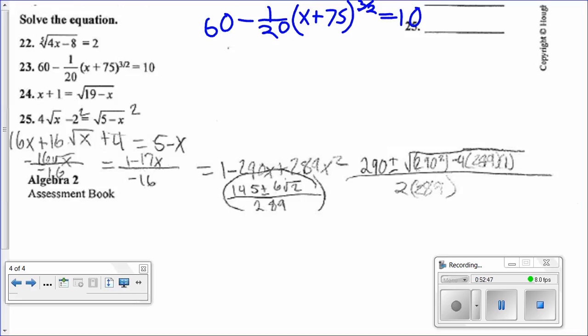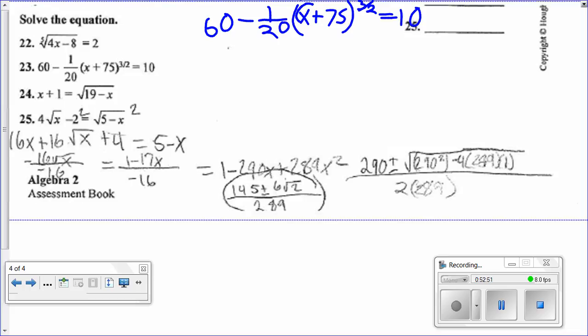So let's subtract 60 from both sides. Our whole purpose is to isolate this x right here. So we're going to subtract 60 from both sides, which is going to leave us negative 1/20th x plus 75 to the 3/2 equals, if we subtract 60 from 10, negative 50.